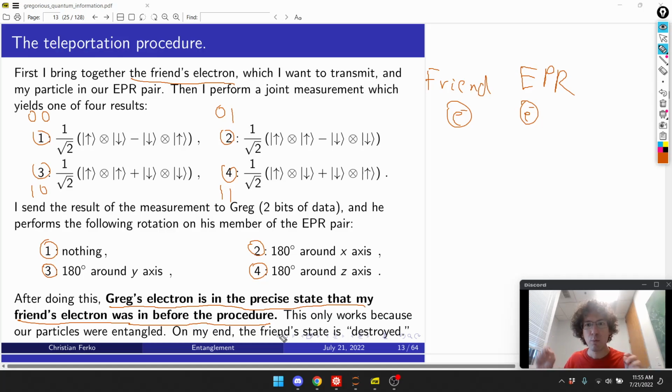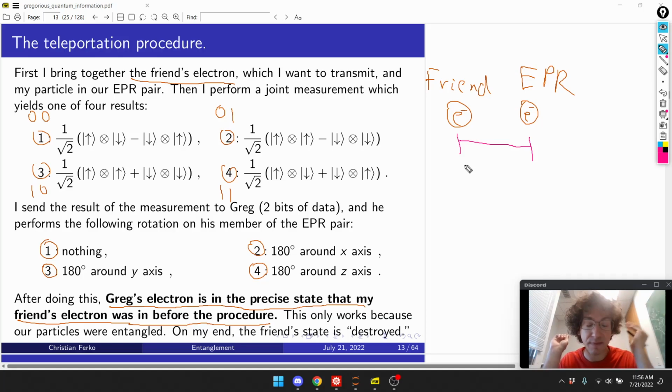Now, you might be thinking, well, it sounds like what you've really done is just performed a certain comparison between the friend's electron and the particle in the EPR pair, right? Maybe by performing this joint measurement, you've just compared the two and then sent the comparison between those two electrons to Greg. Is that what happened? And the answer is no. If Greg's electron was in a particular state, and my half of the EPR pair was in exactly the same state, but they were not entangled, and you repeated this procedure, it would fail. So this procedure only works because our particles were entangled. Okay, so the entanglement is critical.